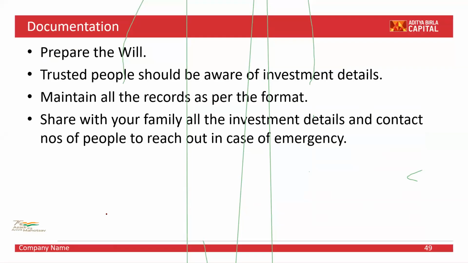What are the documentation? One thing is the will. Like we are talking of nomination when we are investing, always try to see that you also create a will when you have assets and you have dependents on you. There would be a spouse, there would be children. See that you create a will for your assets and that you mention whom you are giving it to.